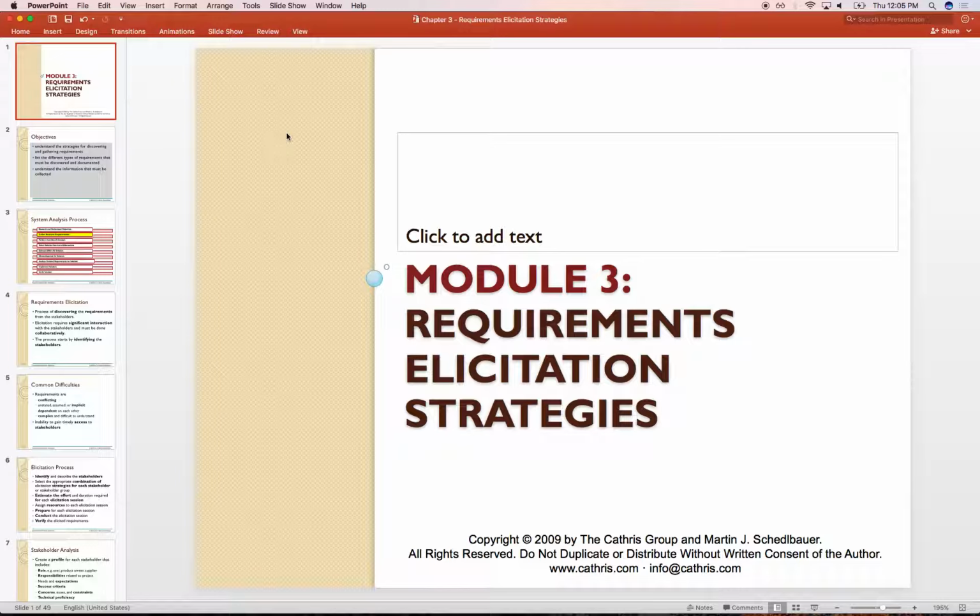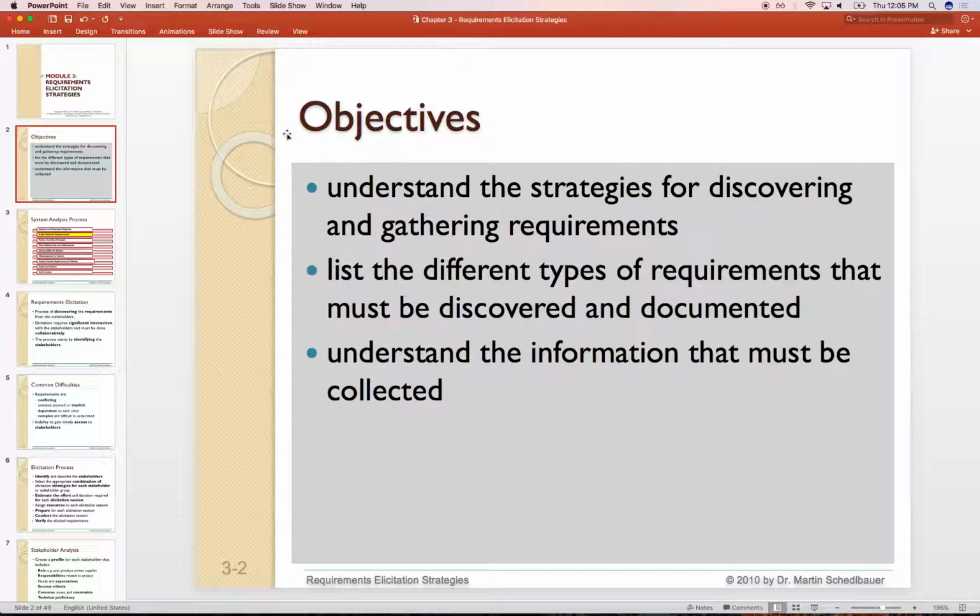There are different strategies that you can use to gather the requirements, each one with its pros and cons. So we're going to be talking a little bit about some of them, not all of them. There's quite a few. So we're going to be looking at the more common requirements elicitation strategies, and why you would use one or another.